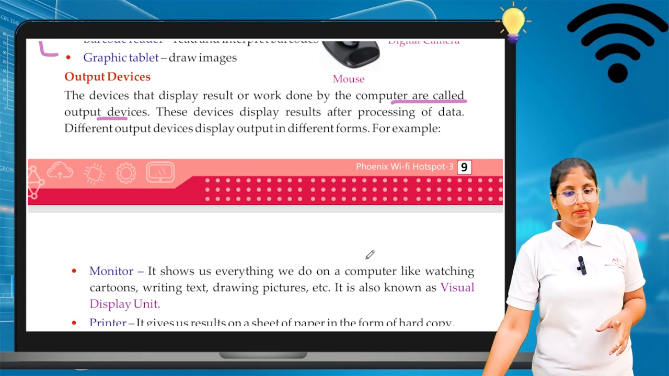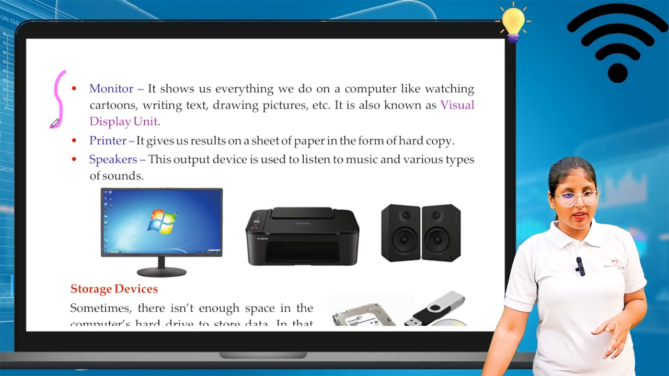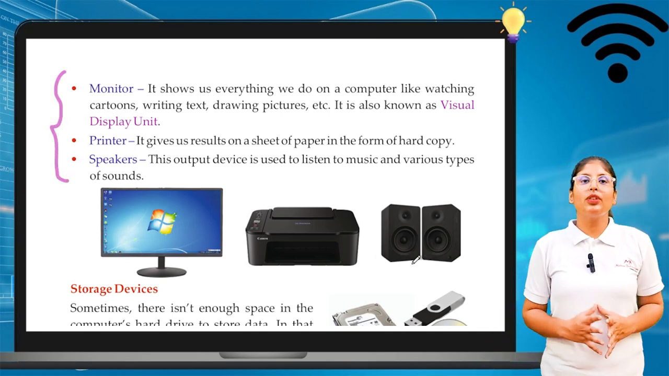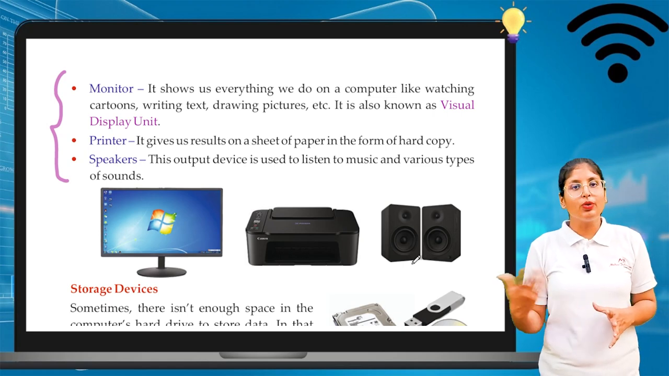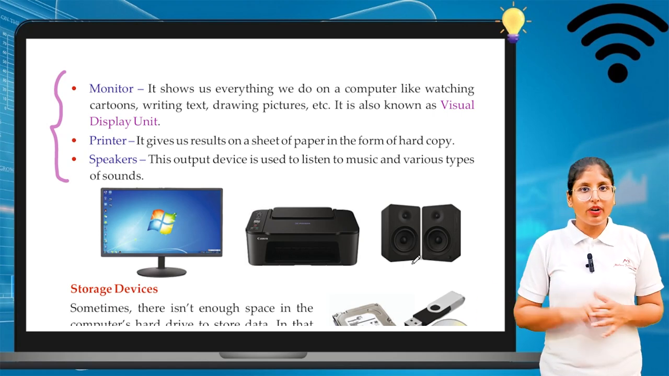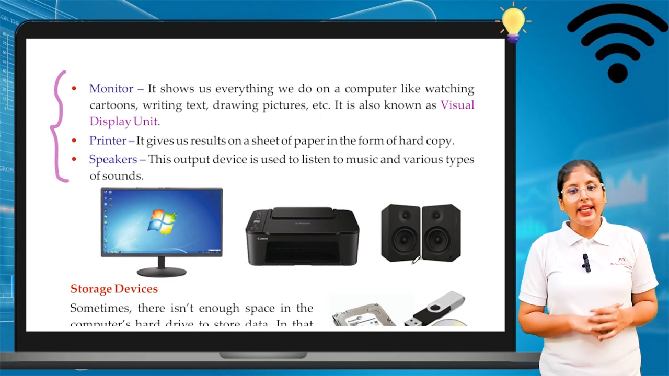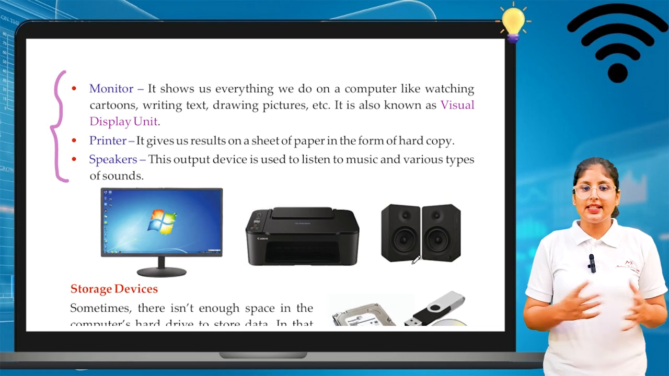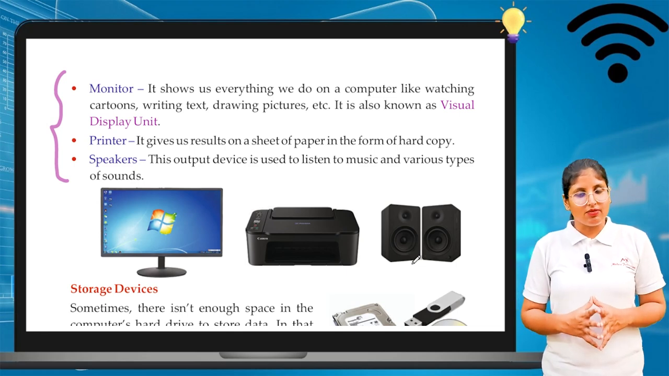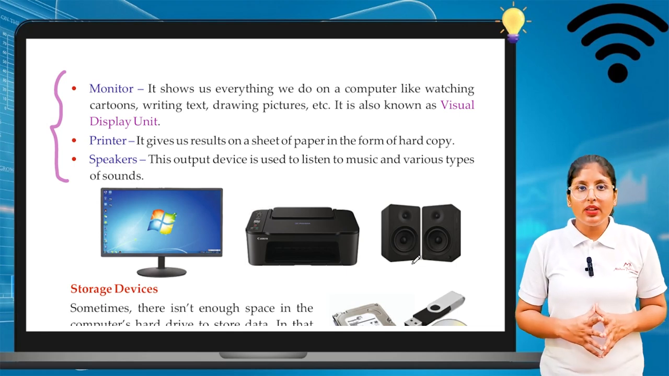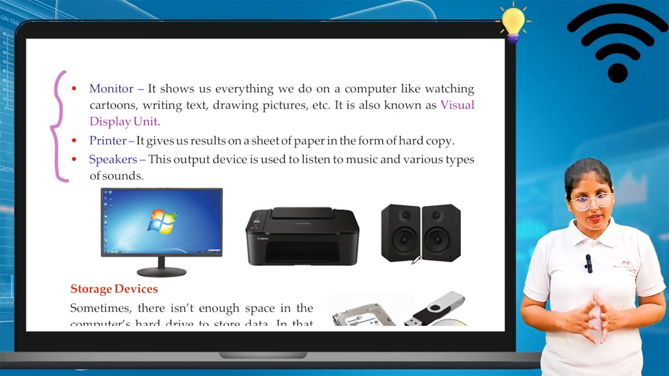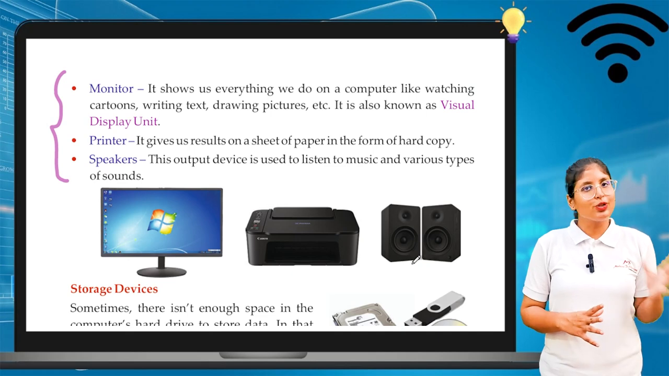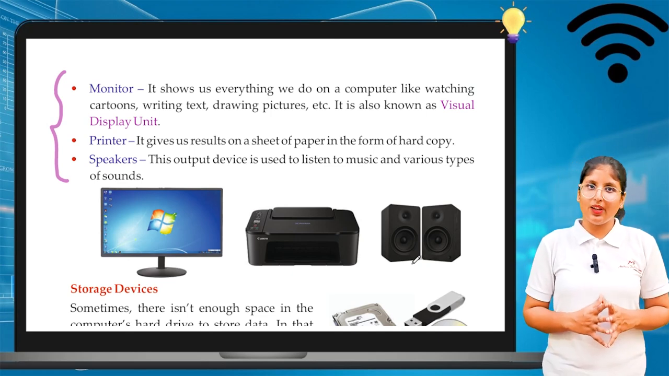For example, here we can see different parts of a computer used to give output. First is the monitor. It shows us anything we do on a computer, like drawing, cartoons, writing text and so on. Whatever we are able to do on the computer is because of the monitor. It is also known as a visual display unit.